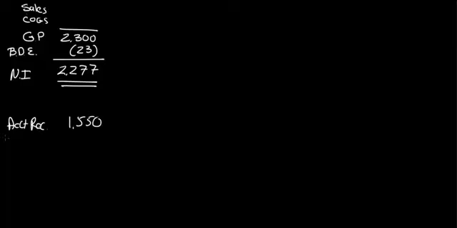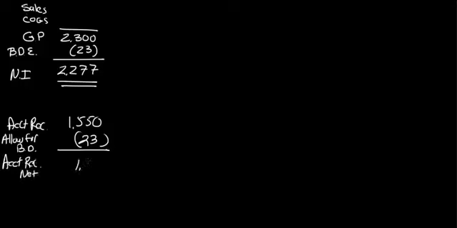Now, the balance sheet presentation of this would be our accounts receivable, the $1,550, less the allowance for bad debt of $23. So I would show on my balance sheet accounts receivable net of $1,527, and that's what would show up on my balance sheet. We're just going to ignore this stuff.